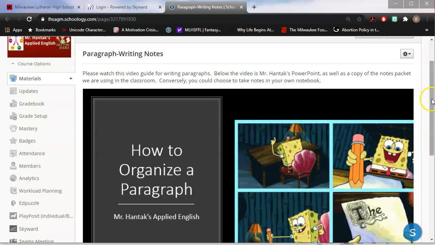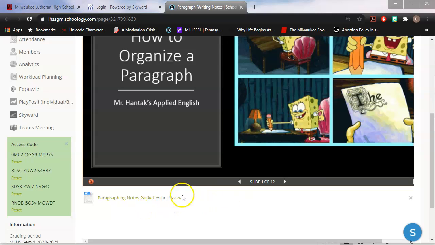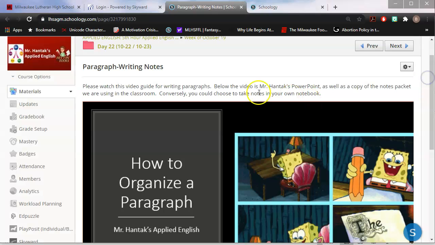Below the PowerPoint is a copy of our notes packet as well, so I'll click view. It does say conversely, if you don't want to use the note packet I made, you can take notes in your own notebook. Again, these notes are not something that I'm going to be collecting, so to speak, but I do want you to have notes available as a resource for whenever you're paragraph writing, whether it's next week or next year.